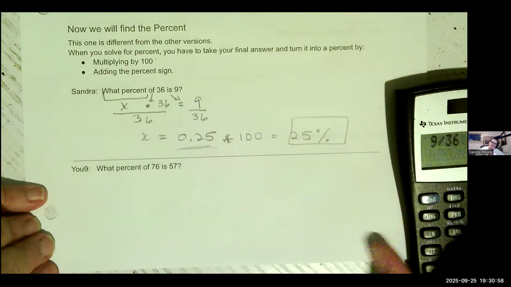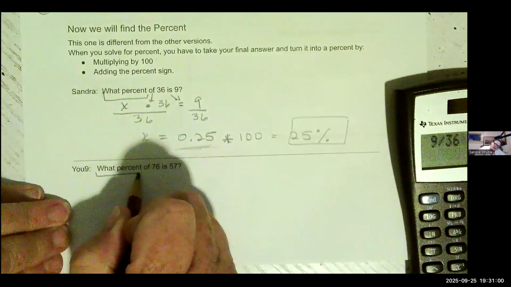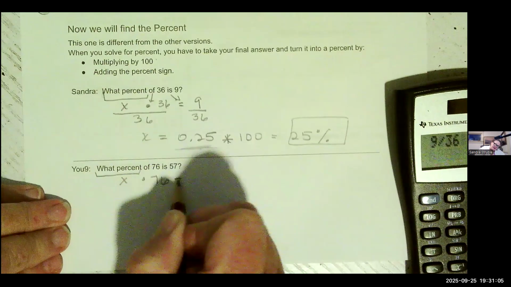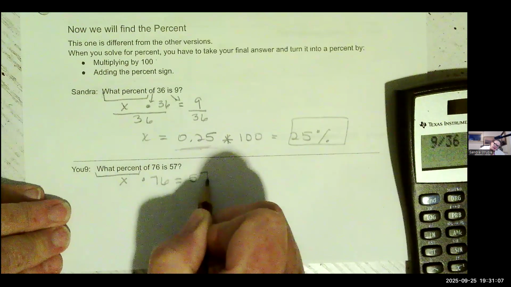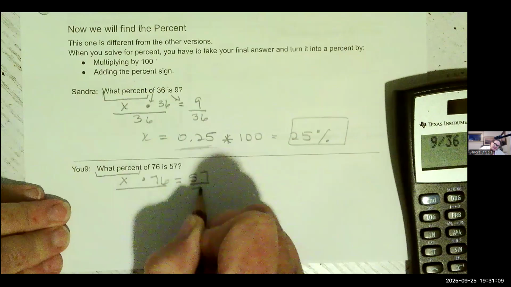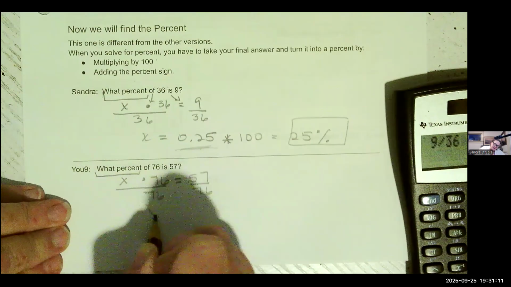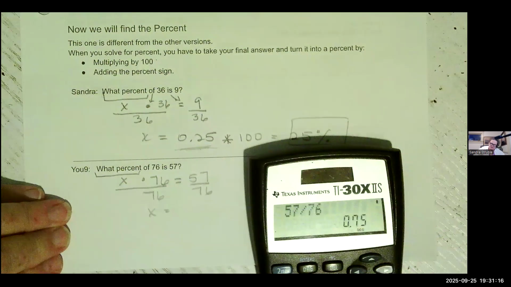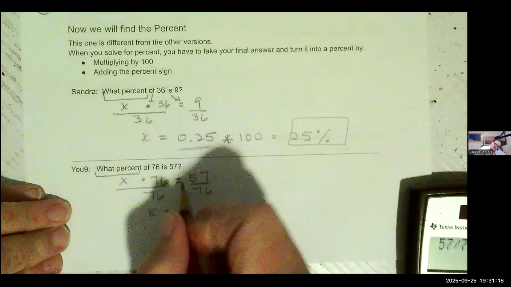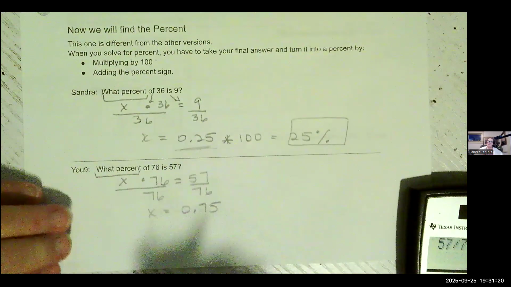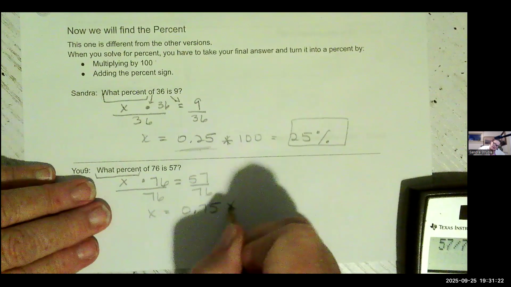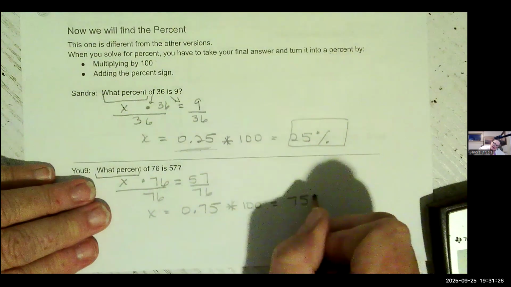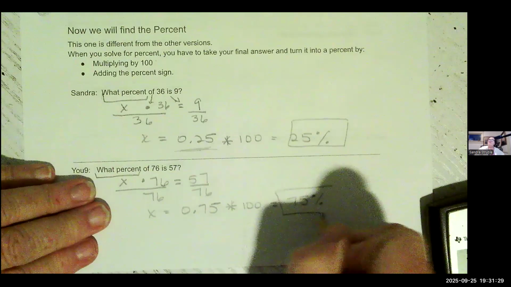Okay. The next one is what percent X of is multiplied 76 is 57. Divide both sides by 76. And X is equal to 57 divided by 76 is 0.75. This is not a percent. So we must multiply this by 100 to turn it into a percent. And add the percent sign.